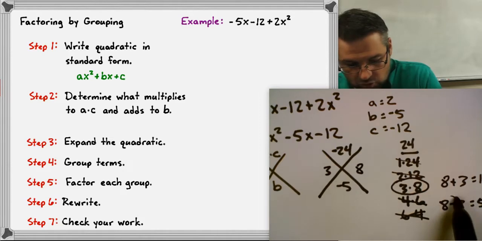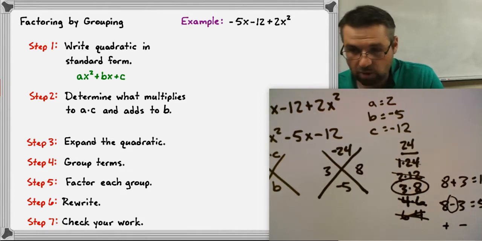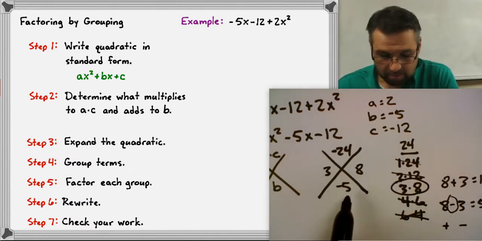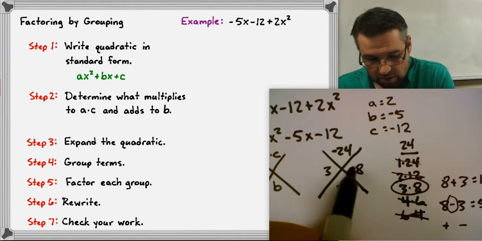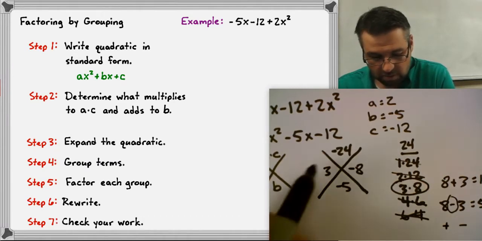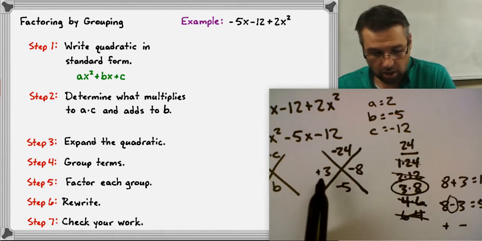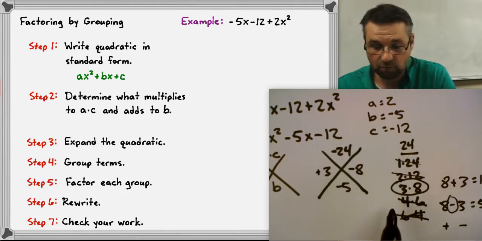And because we're subtracting here, one of the numbers will be positive and the other one will be negative. In order to get a negative 5 when I add them, that means that the bigger number must be negative. So 3 is positive and 8 is negative. We can check our work to make sure it makes sense. Positive 3 times negative 8 is in fact negative 24.